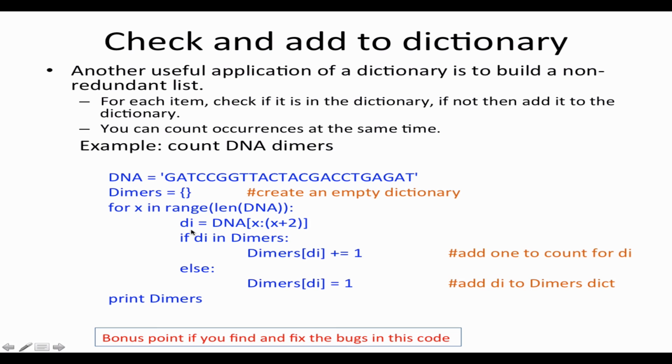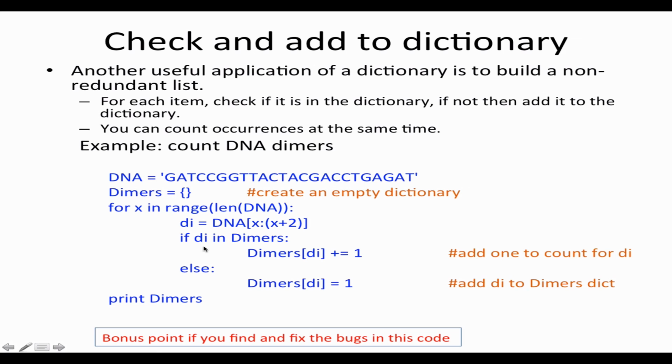Create a new variable, di equals DNA of x to DNA of x plus 2. That little colon means a range. We did list slicing last week, right? So this is a slice of my list from x up to the next one. Up to the next one because it's x plus 2 index, and so it gives you the first two, not including the last number of your slice. You can check this. I checked it. It works. If di in dimers.